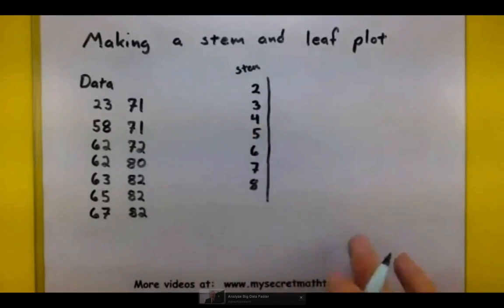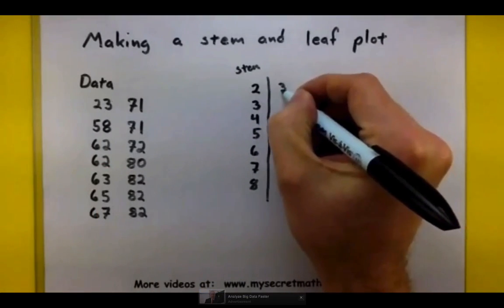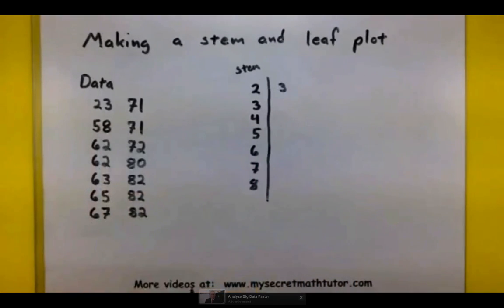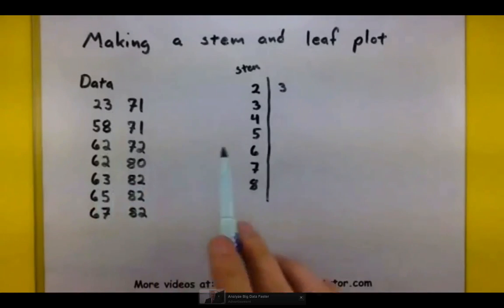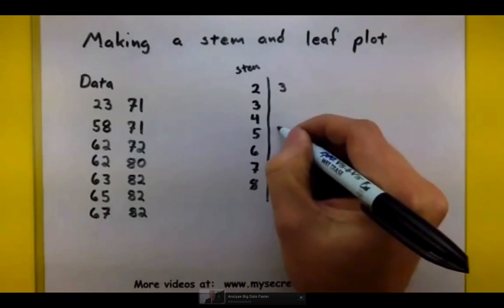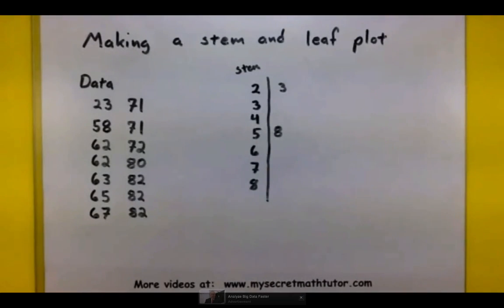Here's where I start to collect all the other numbers. So if I have a 23, let's put the 3 there. When I get to this 3, well, I don't have any 30s, so I'm going to leave that one blank. No 40s, leave the 40 blank. Here's a 58, so let's go ahead and put an 8 next to that 5.